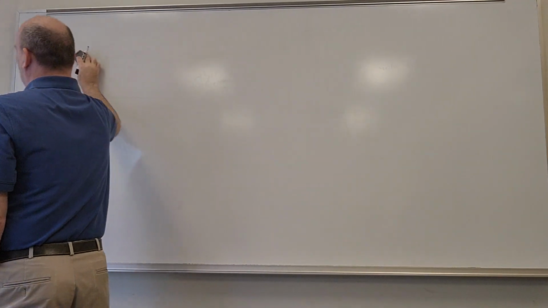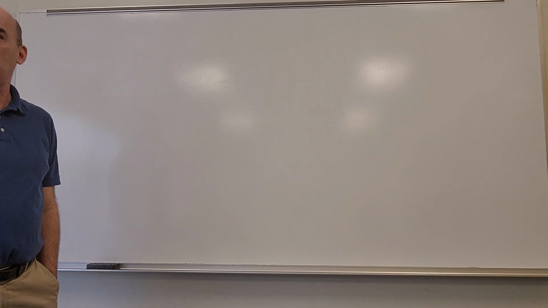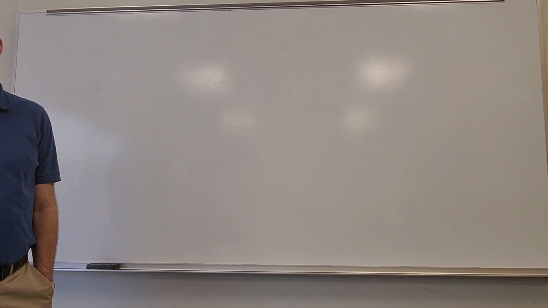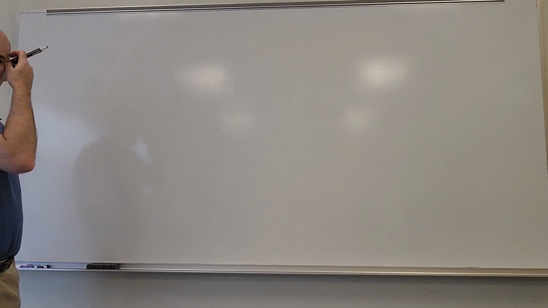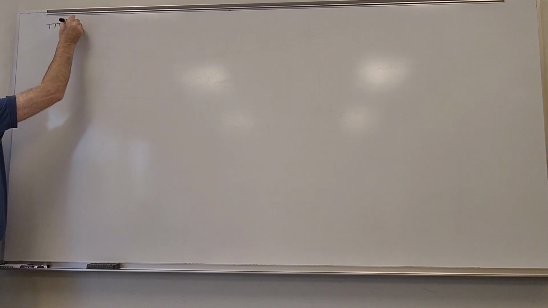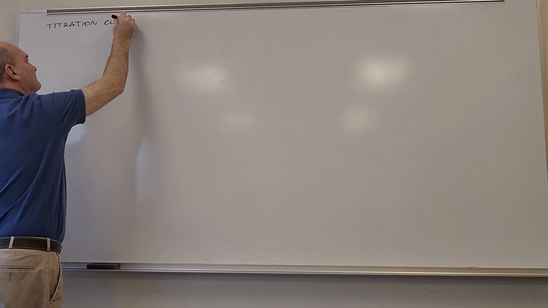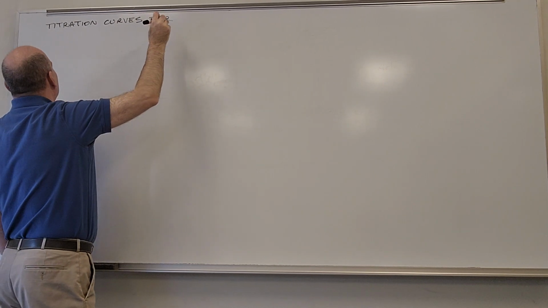So there's a couple of things that we want to know. One is what's happening before we get to equivalence. Then what happens when we get really close to equivalence? What happens at equivalence? And then what happens when we are past it? Because the end point that we've measured with a color change is not equivalence. We're going to do something you've not seen before.